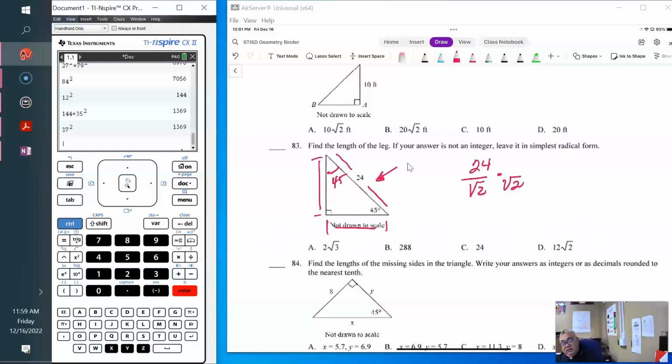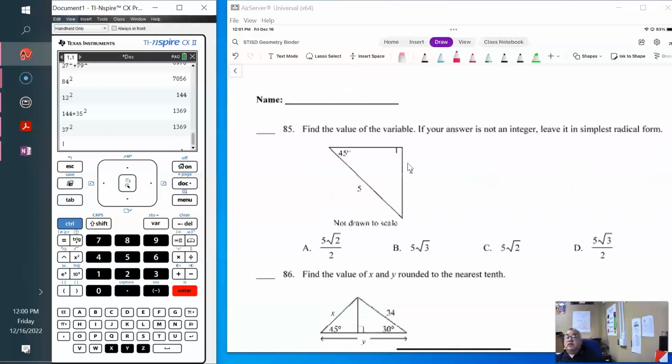You can't have it like that in the answer choice. So it's going to be 24 times the square root of 2 over square root of 2 times square root of 2, which is square root of 4, which is 24 square root of 2 over 2, which is 12 square root of 2. Remember that square root of 4 is 2. 24 divided by 2 is 12. So the length of each leg is going to be 12 square root of 2.